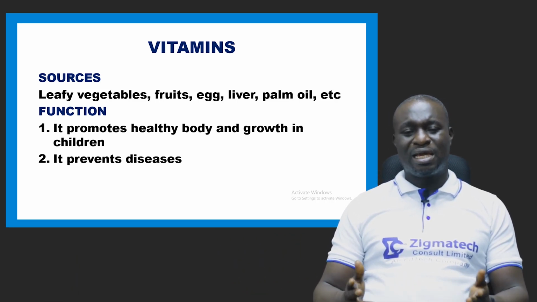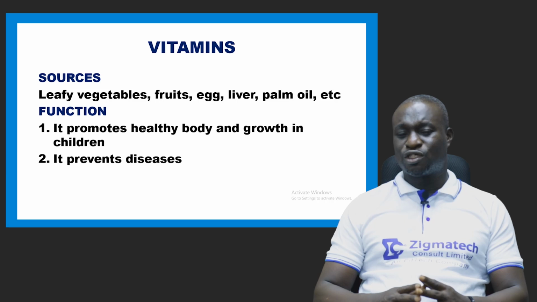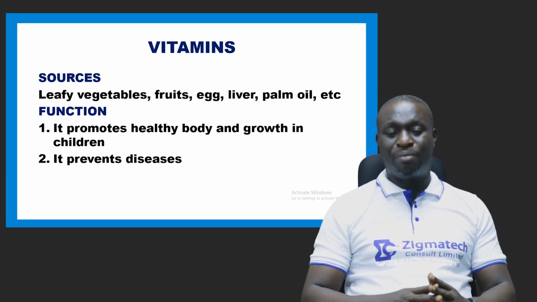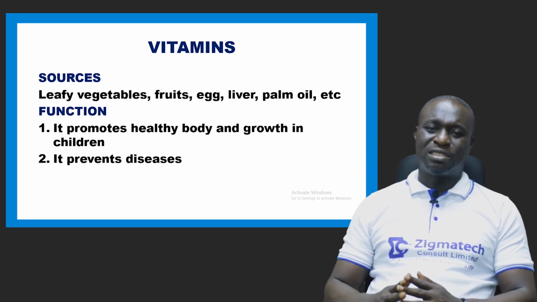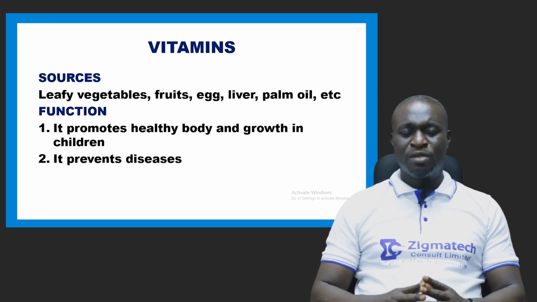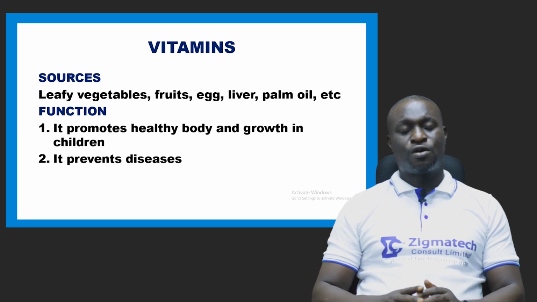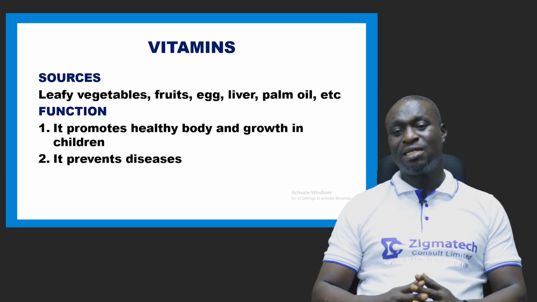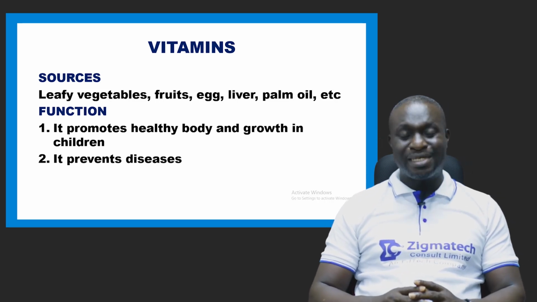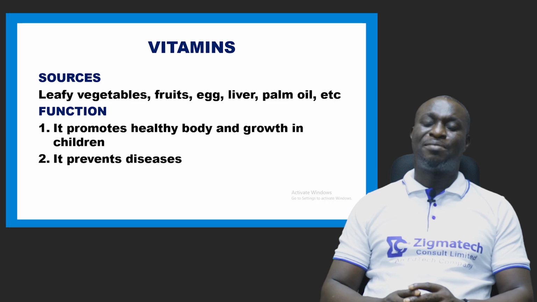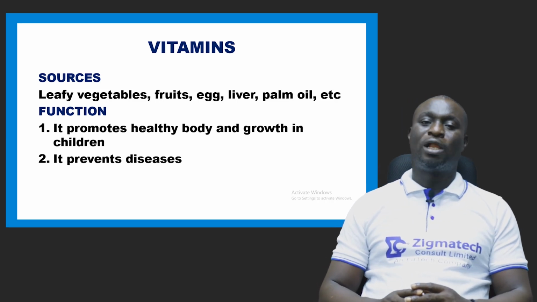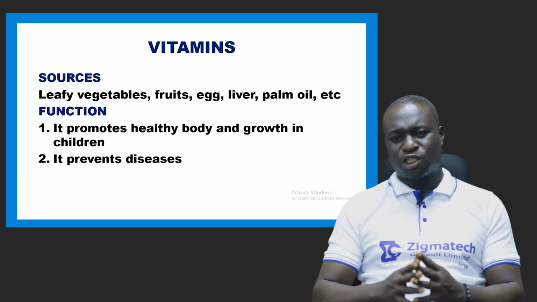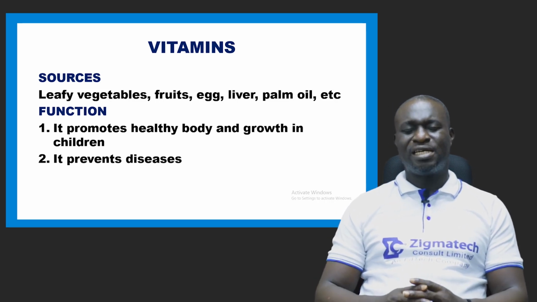Now, deficiency of vitamin A causes what we call night blindness. Deficiency of vitamin B causes what we call beriberi. Deficiency of vitamin C causes what we call scurvy. Deficiency of vitamin D causes what we call rickets. Deficiency of vitamin E causes what we call sterility, and deficiency of vitamin K causes what we call hemophilia or hemorrhage. All right, so these are some of the deficiencies of these vitamins.